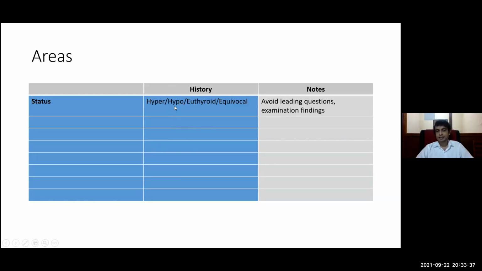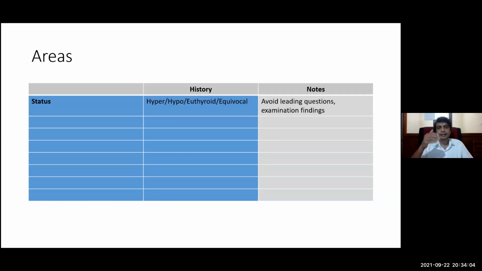Then you have features of hypothyroidism. Hypothyroidism, remember, is much more insidious. Unless it's a full-blown hypothyroidism that has been there for a very long time, a patient is unlikely to actually come up and say that they have lethargy or things like that. So it's sometimes more difficult to diagnose hypothyroidism from your history than from your examination.